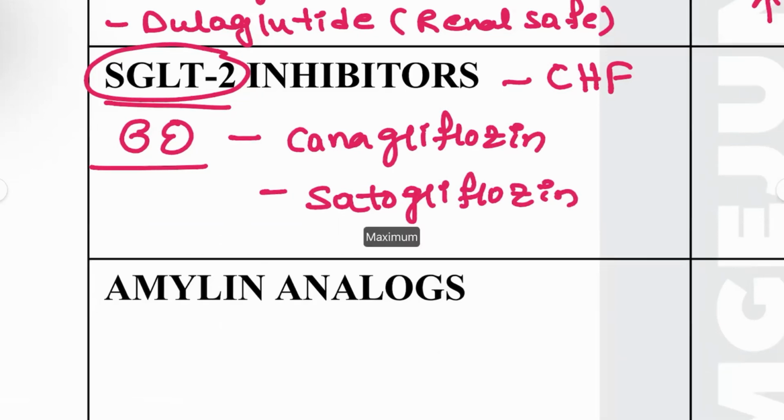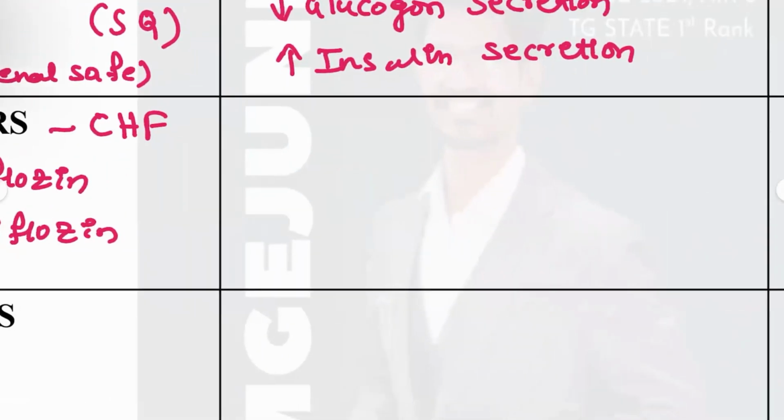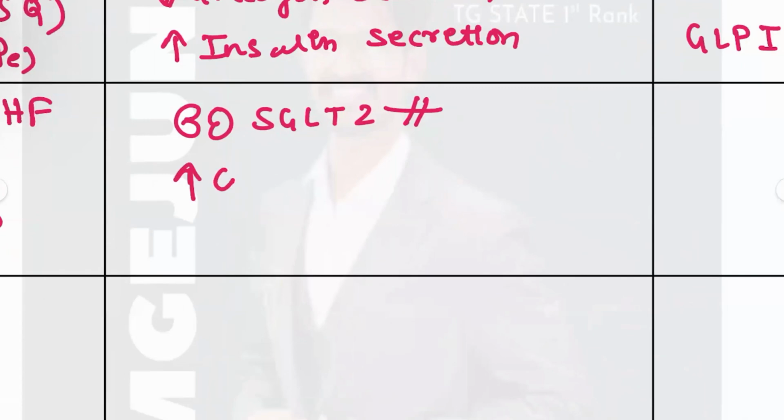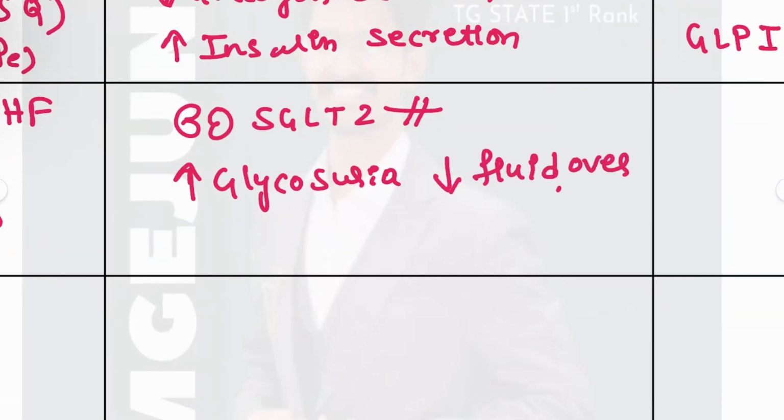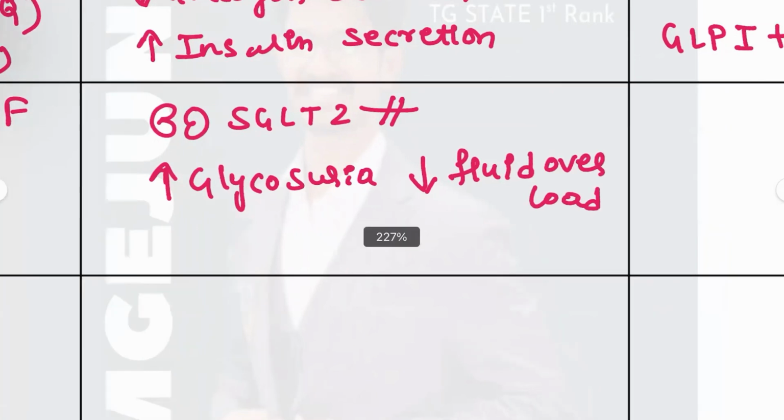And how is this helpful in congestive heart failure? Because when we block the SGLT2, this will increase the glycosuria, and more urine will be excreted from the body. So thus this will decrease the fluid overload in your body and is helpful in congestive heart failure patients.